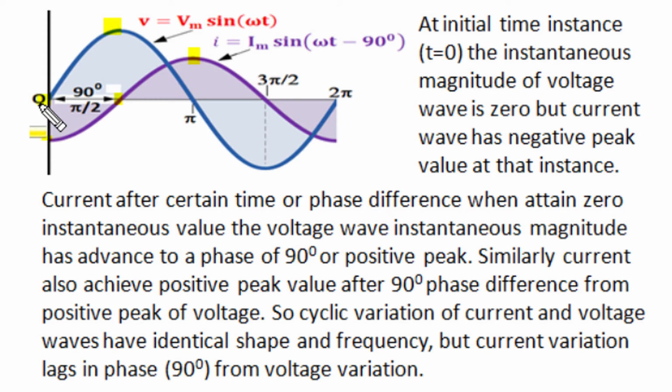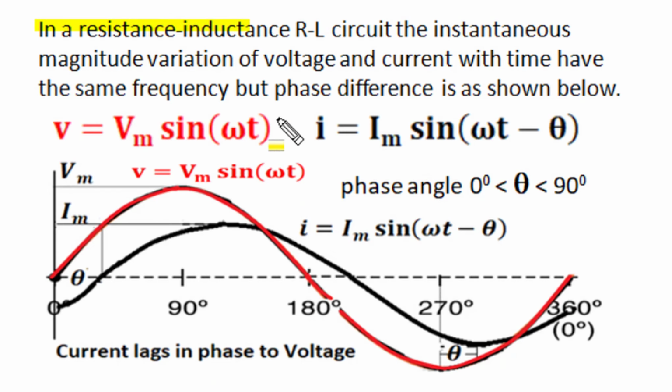So the cyclic variation of voltage wave and current wave has identical behavior and frequency, but current variation lags voltage by 90 degrees, as expressed in these two trigonometric expressions or these two voltage and current waveforms. In a resistance inductance RL circuit, the instantaneous voltage and current variations have the same frequency but a phase difference between 0 degrees and 90 degrees, depending upon the relative values of R and L and the angular frequency omega.